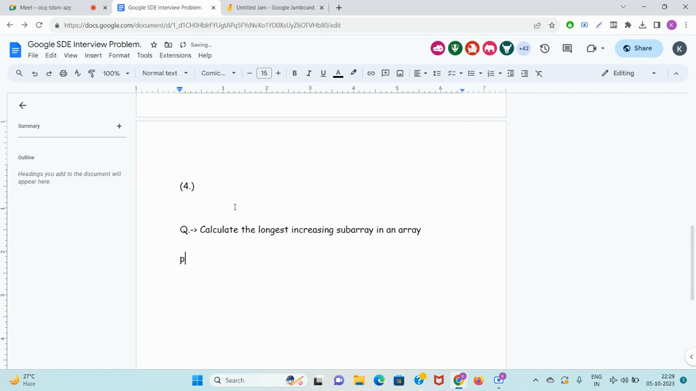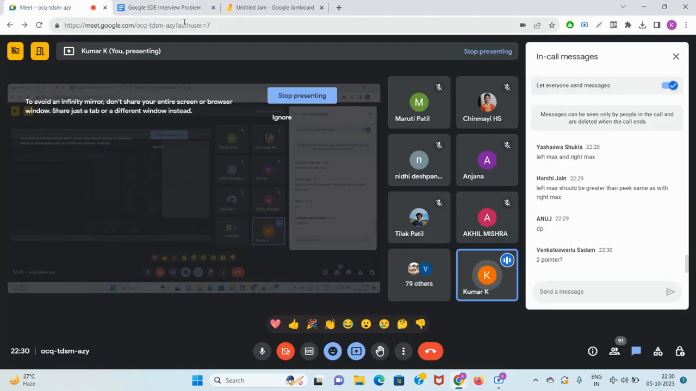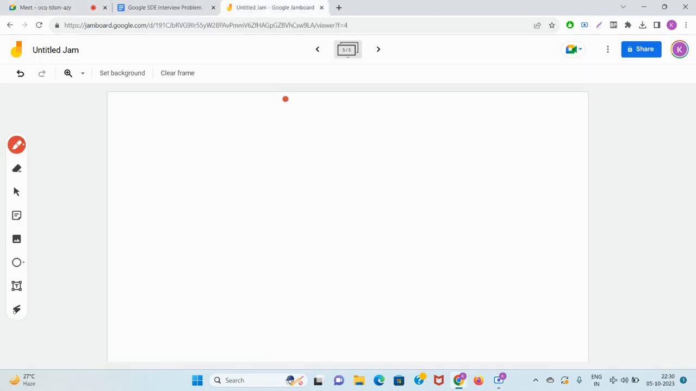I will create a prefix array, prefix of I. Prefix of I should tell me the longest increasing subarray which ends at index I. So guys, all of you have to tell me the solution for this, okay?